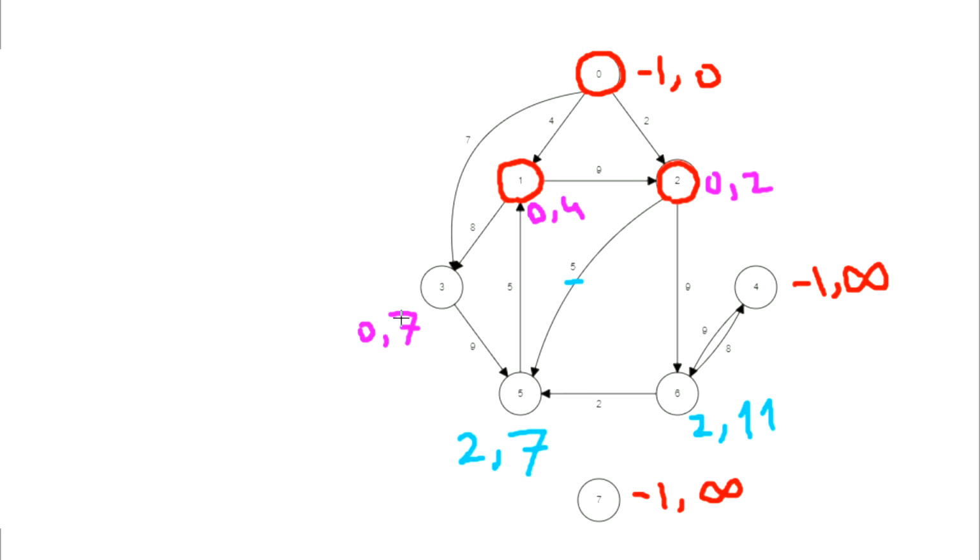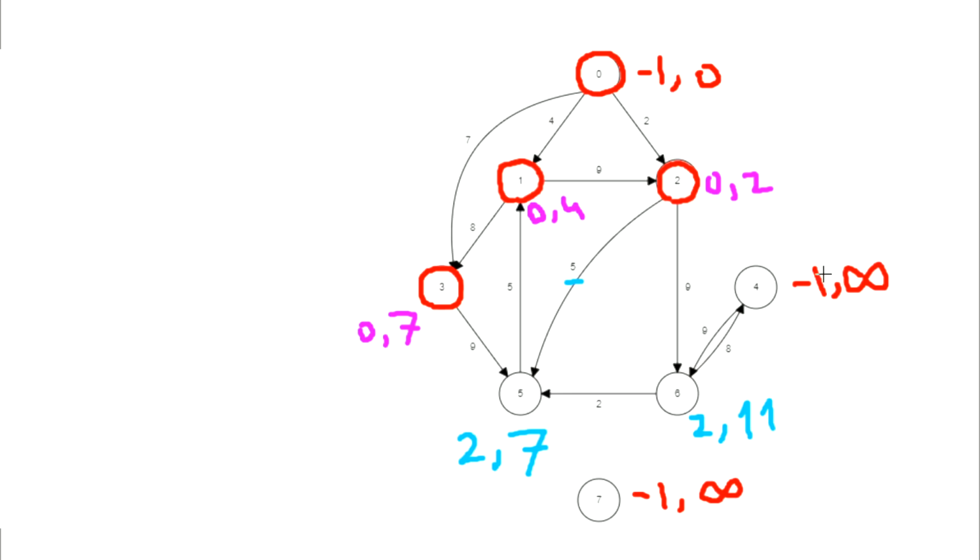Okay, so now we're going to check again which unvisited vertex has the least cost. So 7 and 7, here we have 11. So it's 3 or 5. We could pick any one. I'm going to pick 3. So 3 is connected to 5. I'm going to check the statement again. Is 7 greater than 7 plus 9? It's not. So we're not going to change anything here.